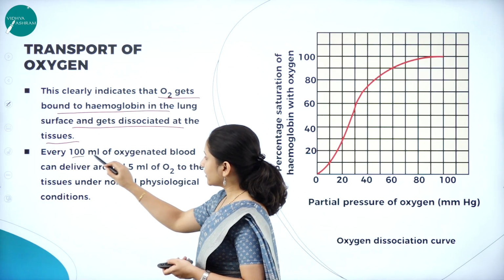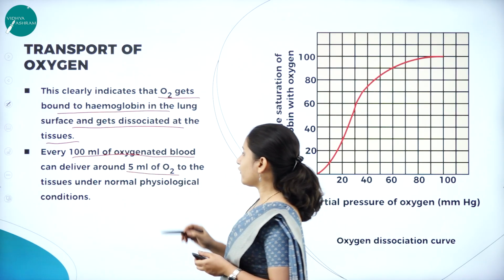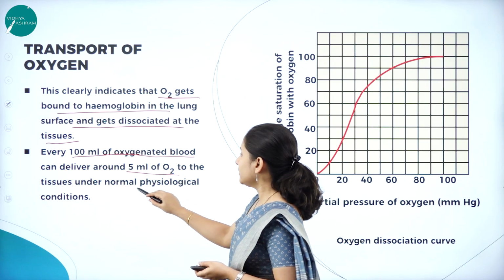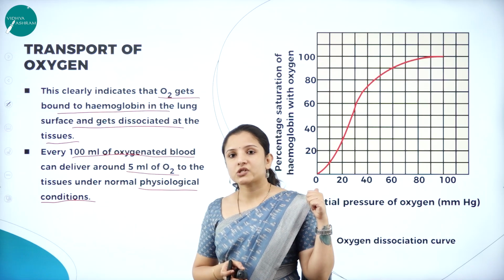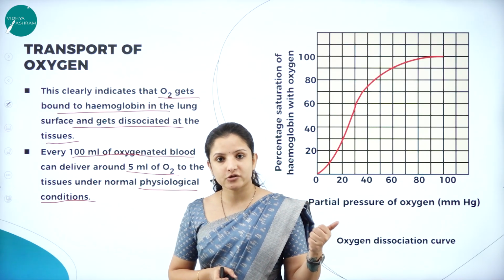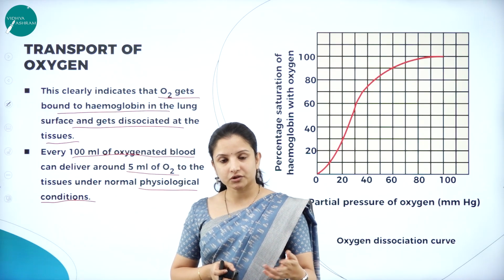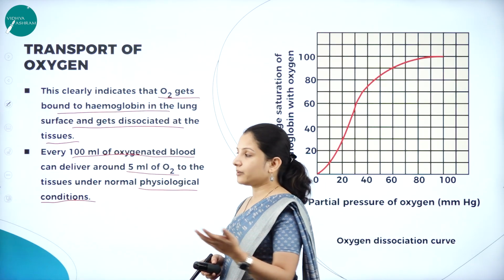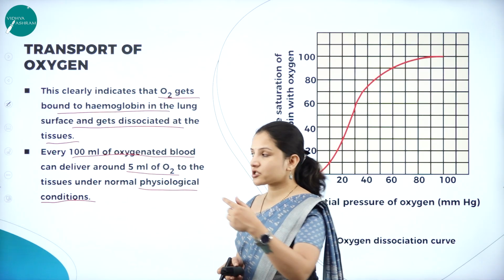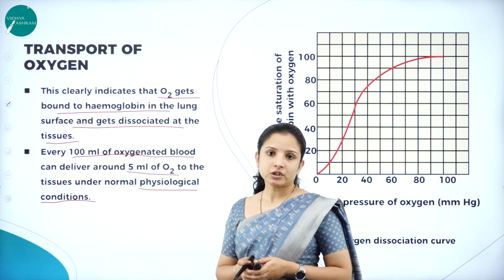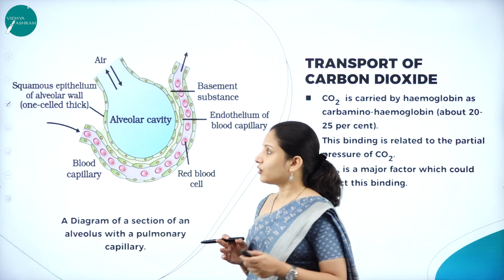So, every 100 ml of oxygenated blood can deliver about 5 ml of oxygen to the tissues under normal physiological conditions. What normal physiological conditions? Those which I had discussed earlier: how much the partial pressure of oxygen should be, the partial pressure of carbon dioxide, hydrogen ion concentration, and temperature. If all these are favorable, then every 100 ml of oxygenated blood can deliver 5 ml of oxygen to the tissues every time the breathing occurs. So this is about transport of oxygen.